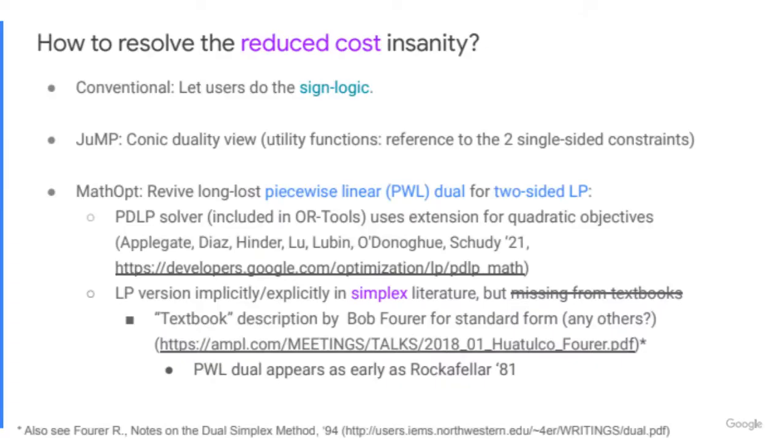And as I mentioned, the standard, traditional, or conventional form will be to let the users do the sign logic. And again, if you understand LP duality, it's fairly straightforward. If you don't, it's a little tricky. The approach that JuMP is taking is saying, well, everything's conic duality for us, so we don't have these two-sided constraints. It's really just two one-sided constraints.